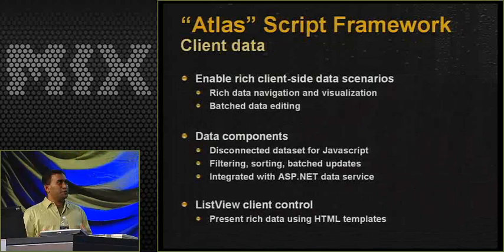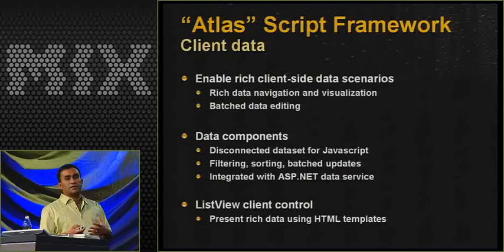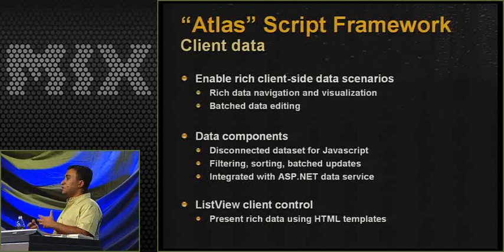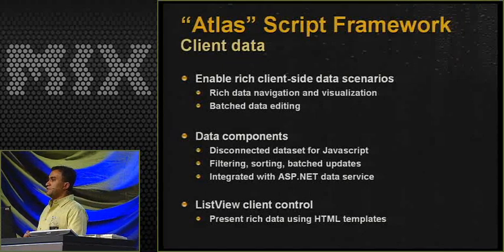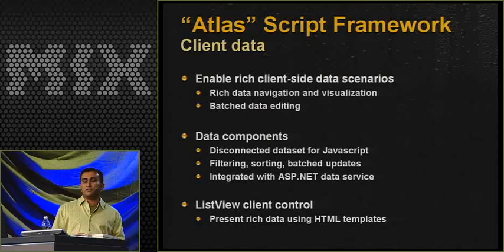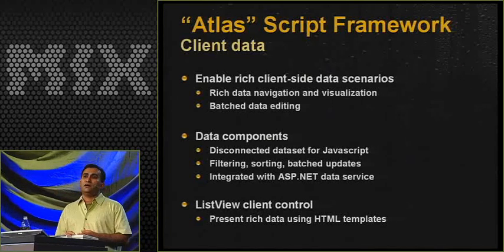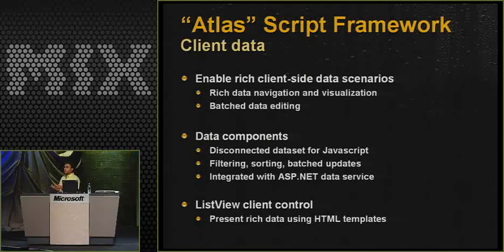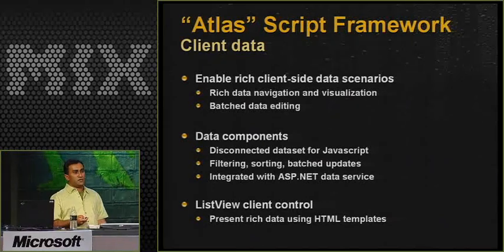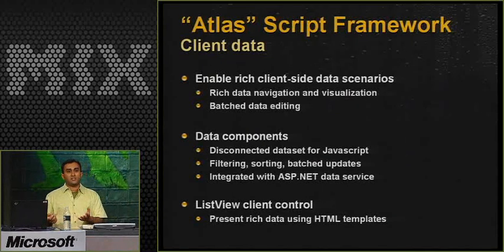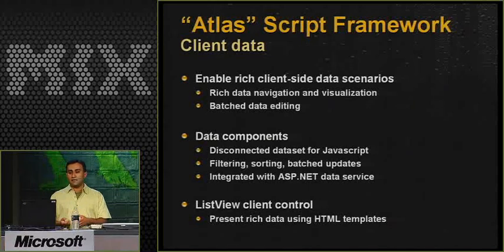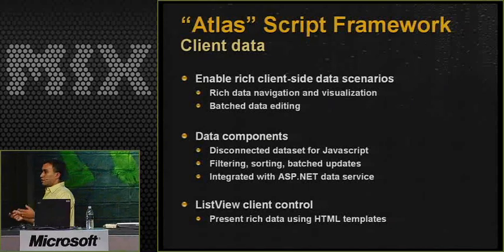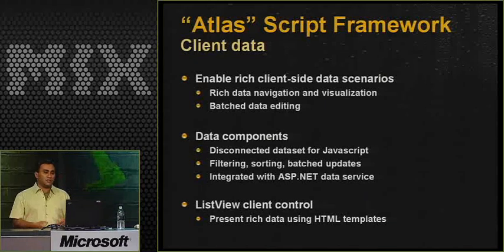Now, once you've actually built kind of the UI of your control, you need to be able to pour data into that and to build richer data-centric experiences that work with data from the server. So to do that, we provide a whole set of functionality to be able to pull down data from the server and run it in the client, render it richly, do operations against it, send it back to the server. So we have an Atlas data component that works very much like a disconnected data set in JavaScript. So it has all the kinds of features like filtering and sorting on the client side.